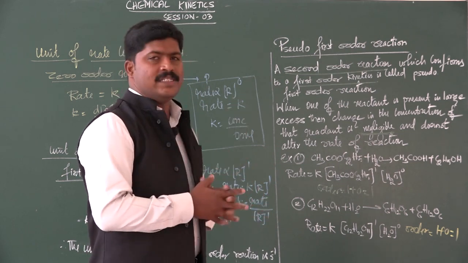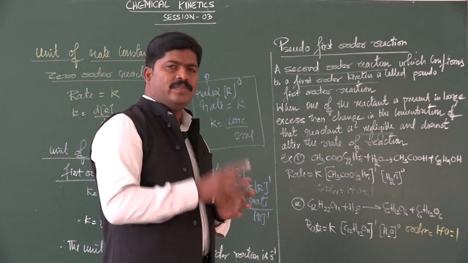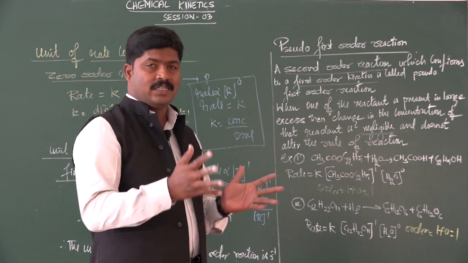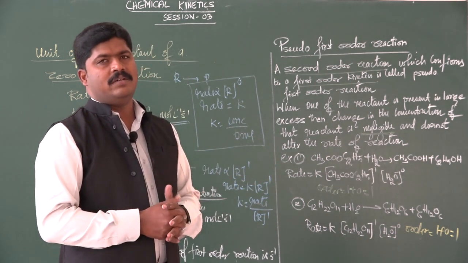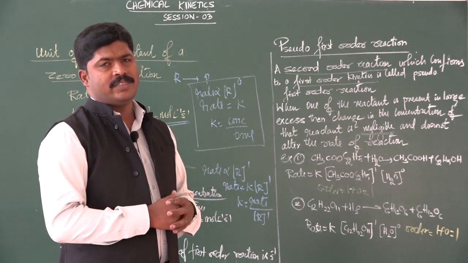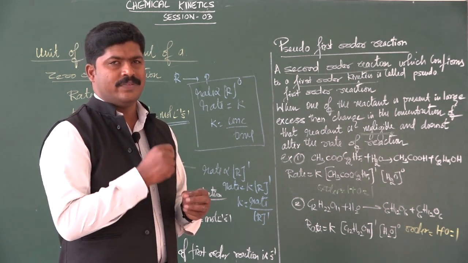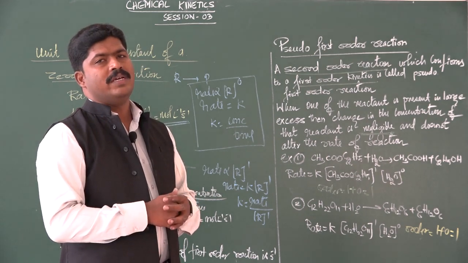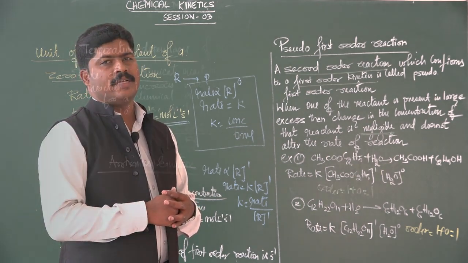The reason behind it is that when one of the reactants is present in larger extent and does not participate or does not alter the rate of reaction, that means it has no right to decide the rate of a reaction. Therefore it follows a pseudo first order reaction.